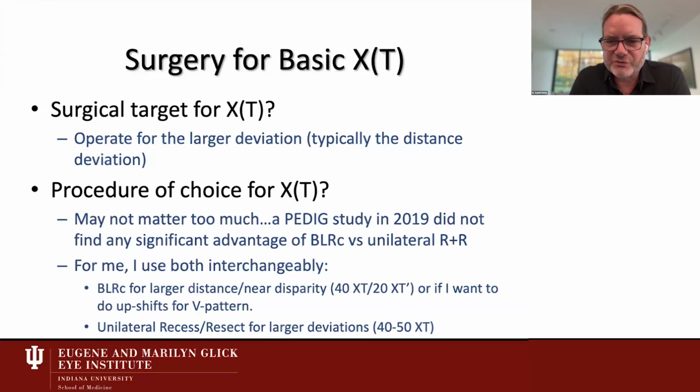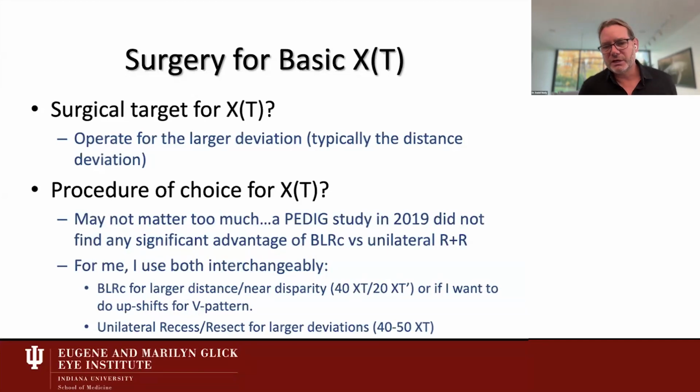Now, I will use both of them, and I'll have some preference for one or another. For instance, if there's a really large disparity between the near and distance deviation, such as this example I have here, where they're 40 XT at distance and 20 XT at near, I'll probably be inclined to do lateral rectus recessions for that. And then also when you have a need to do an upshift or downshift for a pattern, then the lateral rectus recessions allow you to do that easily.